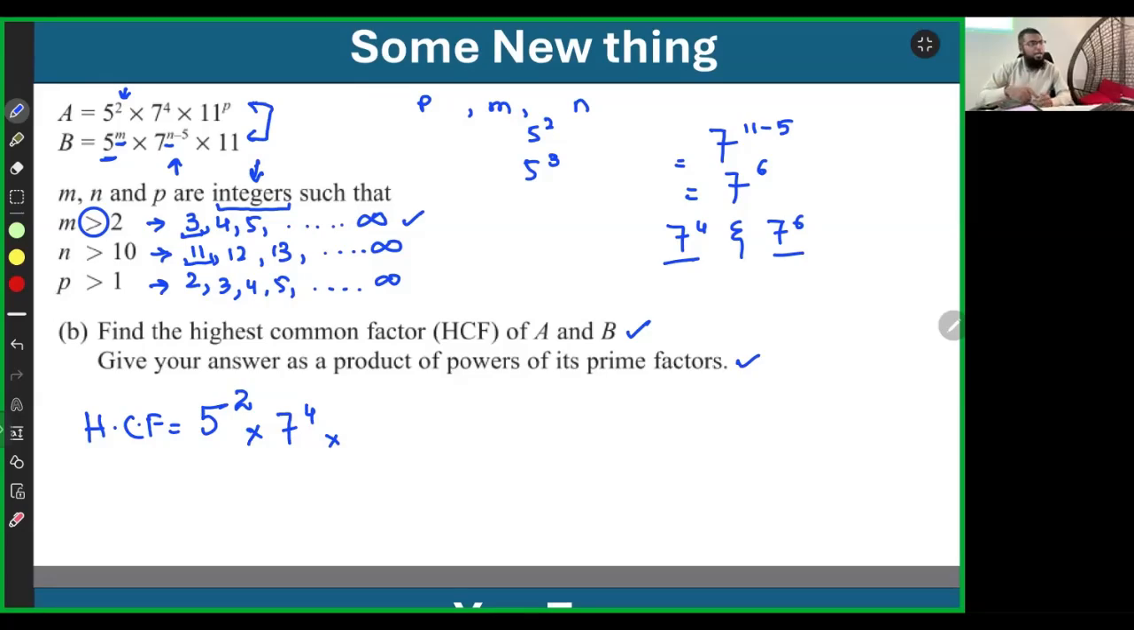What about the last one? You're having 11p and beneath it it's only 11 raised to the power 1. So p हमारे पास क्या उसने कहा था? Minimum power p की क्या हो सकती है? 2. It means ये वाला can become 11 squared and this one can become 11. So which is the minimum one? That'll be 11. So this will be your HCF.